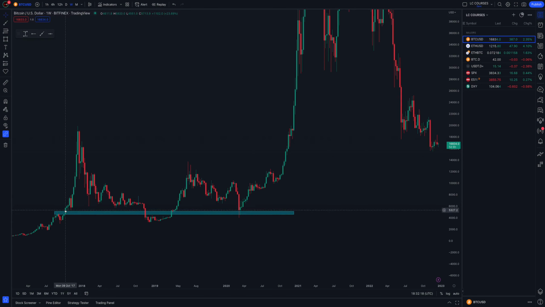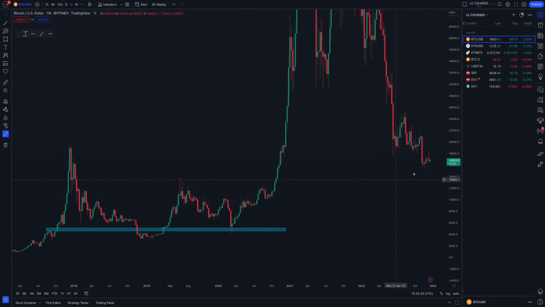We then come up, we broke that, and as you can see, this little candle wick came back and retested it as support. We then came back down, we broke through it initially, then we come back up, break through, and then hold it as support, and then we hold it as support again back here in the COVID crash.